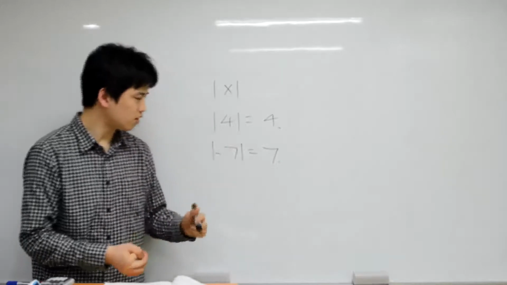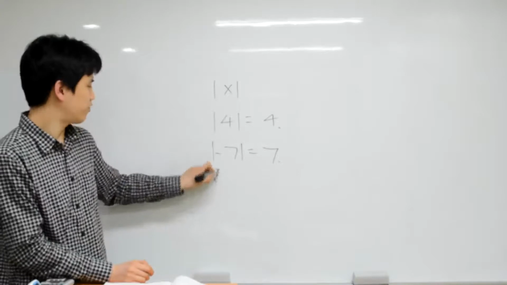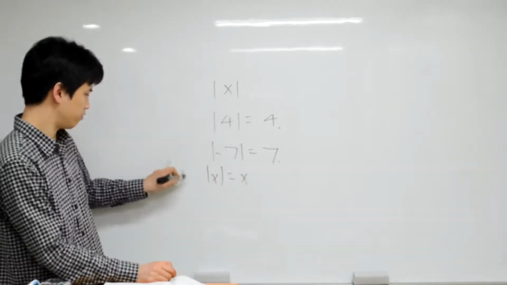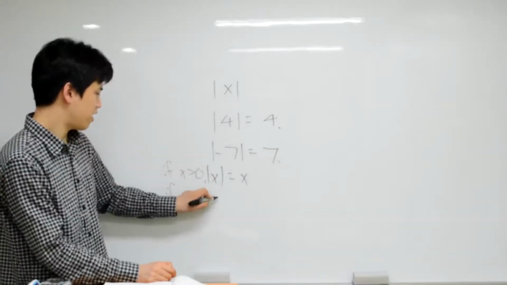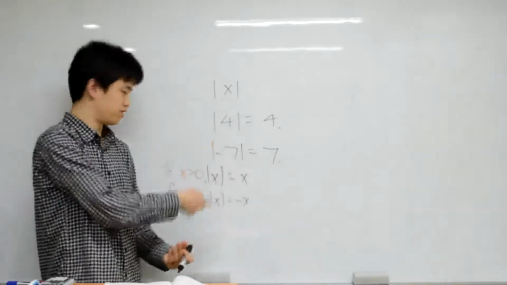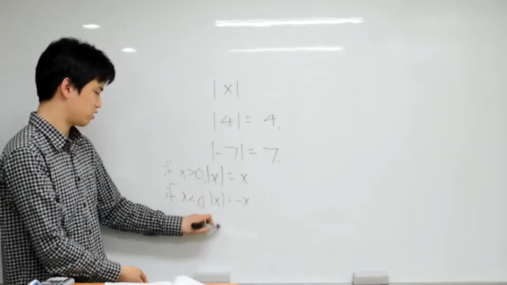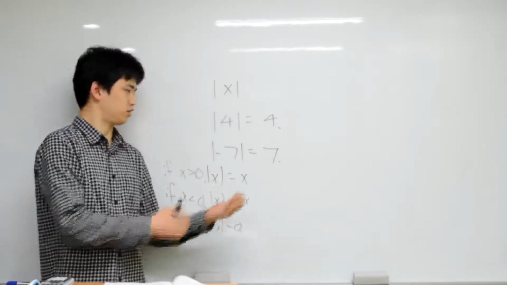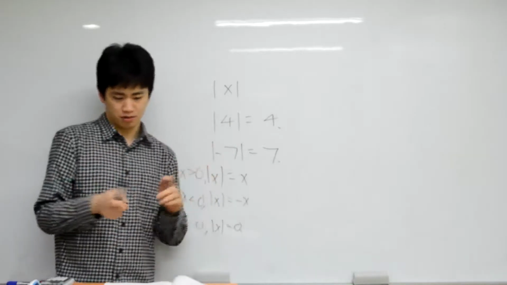So basically what this means is that for positive numbers, the absolute value of x just equals x, right? If x is negative, then the absolute value of x would equal negative x, right? So for example, x equals negative 7, then the absolute value of negative 7 is 7. If x equals 0, then the absolute value of x just equals 0. So the absolute value of a number is the size of that number. You can think of it that way.